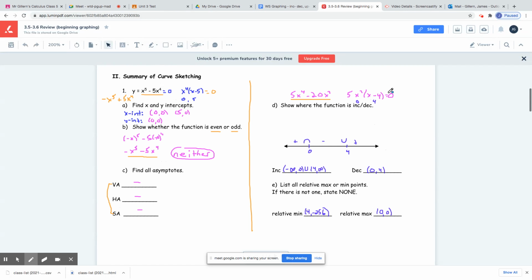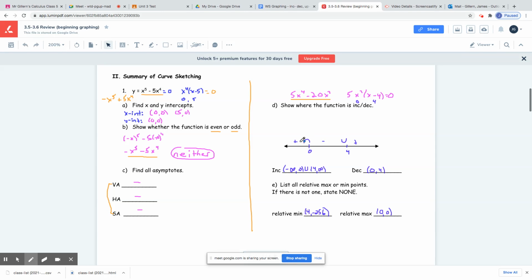All right. And that gave me 0 and 4 on my number line. And then I did my interval testing like we do. And I got a plus, minus, plus, which means it was increasing from negative infinity to 0, and then from 4 to infinity, and then from 0 to 4 it was decreasing.